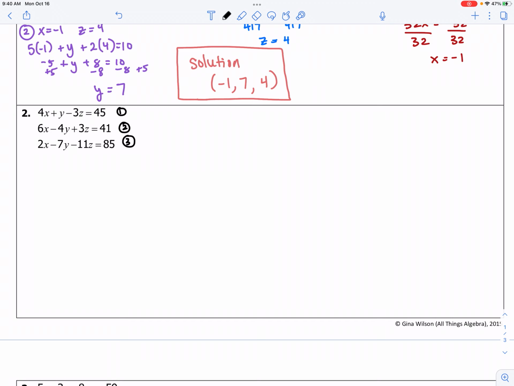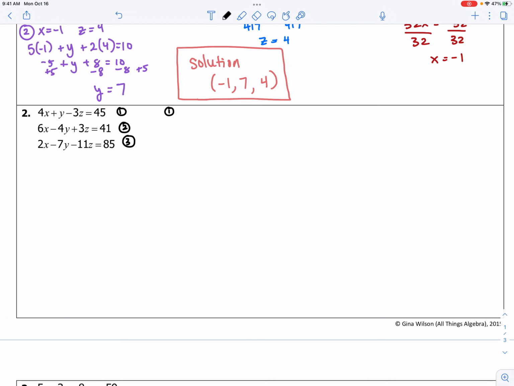And there's a few things we can do here. I can see my z right away that I can eliminate. I don't have to multiply by anything. If you wanted to eliminate the y's, you could. We would have to multiply an equation to be able to cancel. We can also eliminate our x's, but again, we'd have to multiply to cancel. So it just depends on what you prefer to do. I'm going to go ahead and do my z's just because I have a zero pair right away.